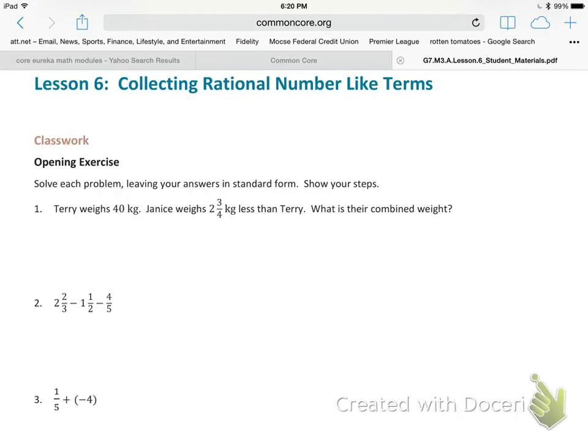Okay, so here this opening exercise asks you to solve each problem, leaving your answers in standard form. That's going to be just to come to a complete answer at the end. All right, and go ahead and show your steps. Do not just put an answer down. I think numbers 1 and 5 are word problems, and the others are just expressions that you need to get to standard form. Multiple steps need to be taken. So go ahead, good luck, and come on back.